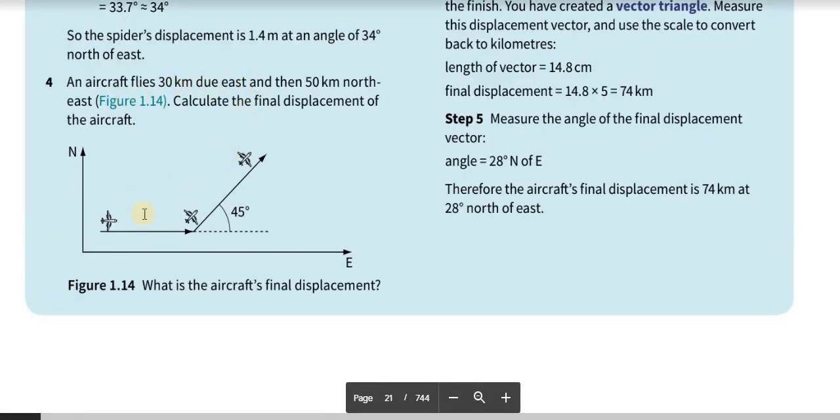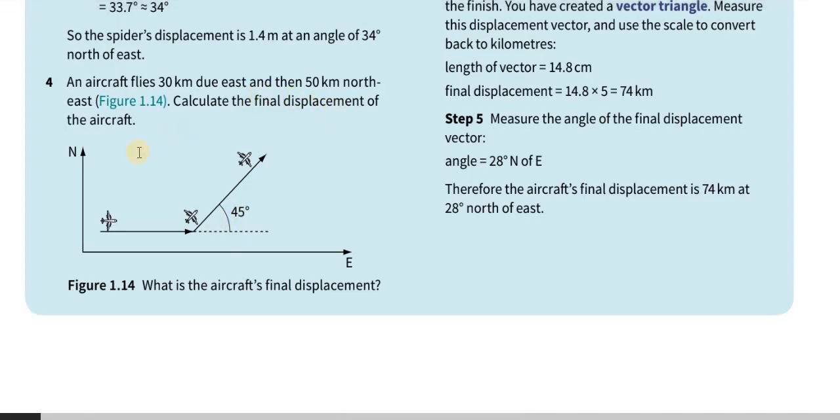An aircraft flies 30 kilometers due east, so from here to here 30 kilometers, and 50 kilometers, so from here to here 50 kilometers northeast, angle is 45 degrees. If it's east, it is moving in the horizontal direction, the angle is 0. Here the angle is 45 degrees. Calculate the final displacement of the aircraft.